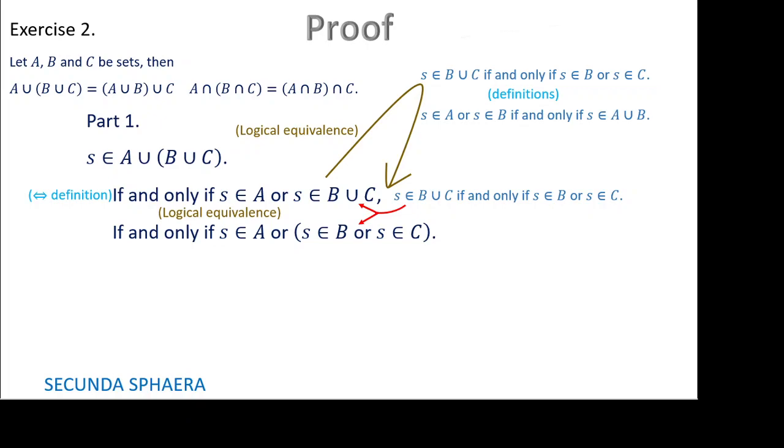Okay, a little bit lengthy the argument, but everything is fine. And now from this point onward, we can use a direct logical equivalence, which is the associativity of disjunction. So if and only if S in A or S in B, or we close the parentheses, S in C. Pretty lengthy, but it's just based on logical equivalences.